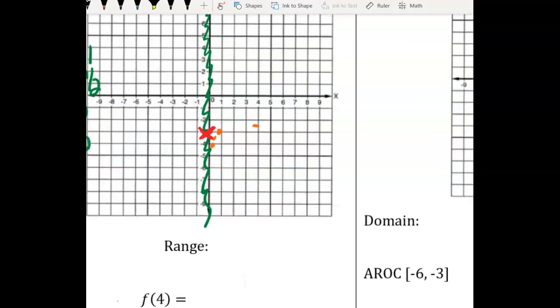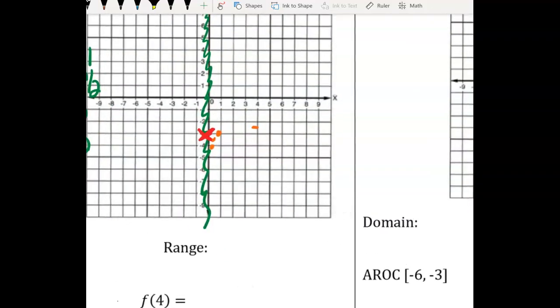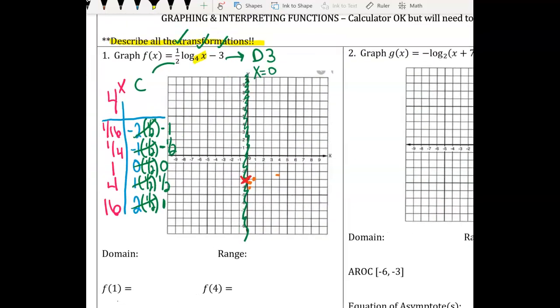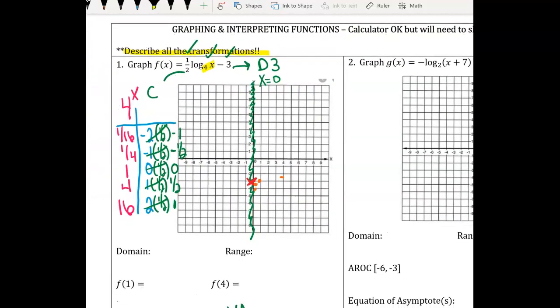So let's see if we can zoom in. Hopefully you can see all those points. My orange one got a little blended in there with the red. Anyway, this is growth. And the reason why I know it should be growing as I connect my points from left to right is because my base is 4. And that means if I keep multiplying by 4, my shape should get bigger. So here we go.